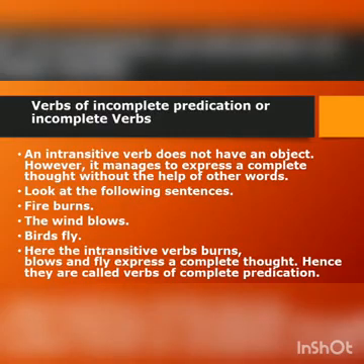Now we are going to study verbs of incomplete predication, or the incomplete verbs. An intransitive verb does not have an object. However, it manages to express a complete thought without the help of other words. Look at the following sentences given here. Fire burns, the wind blows, birds fly. Here the intransitive verbs burns, blows and fly express a complete thought. Hence, they are called verbs of complete predication.